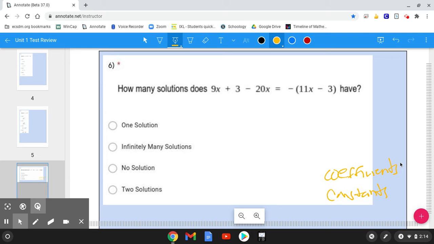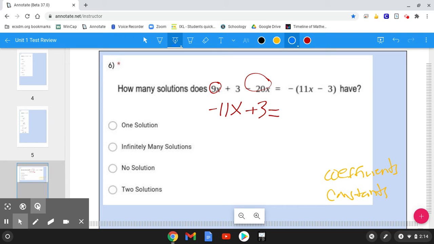So what you want to do before you assess the coefficient and the constant is to make sure you have combined any of your like terms on both sides. So let's take a look at this left-hand side. I see two like terms, 9x and negative 20x. They're like terms because they both have an x. So if we combine 9x and negative 20x, we have negative 11x. And then the 3 we can add there. It doesn't have any like terms. And here on the right-hand side, there are no like terms.